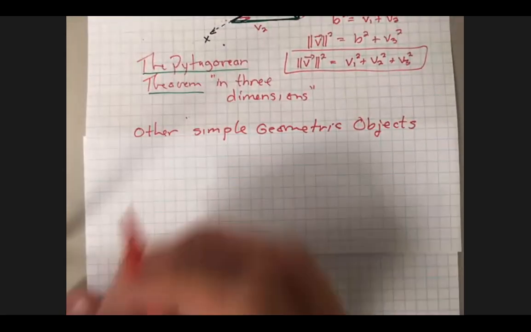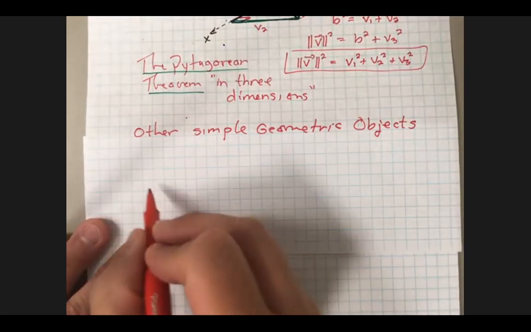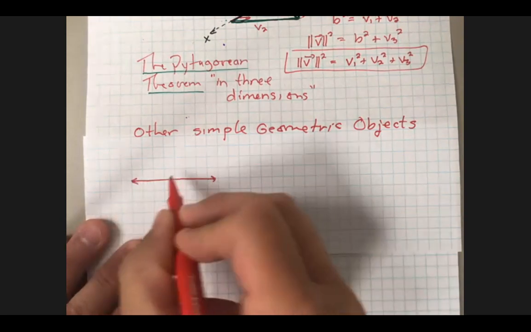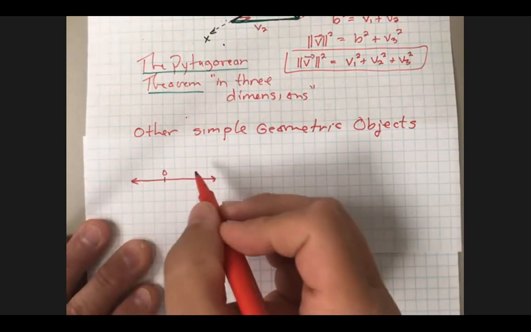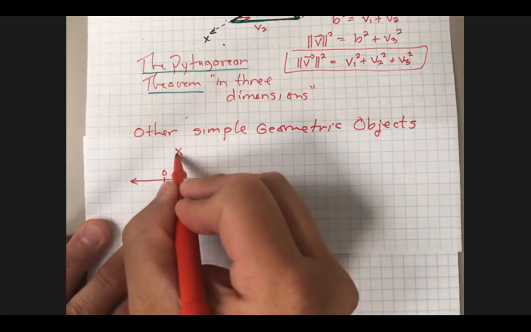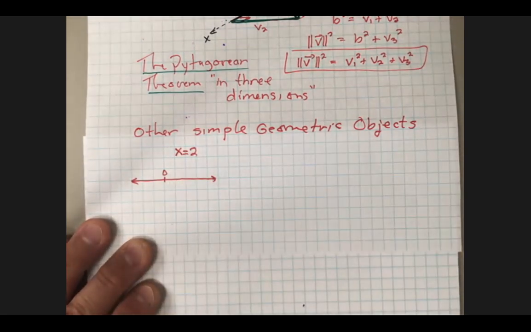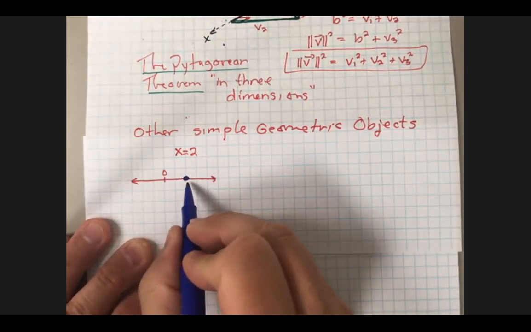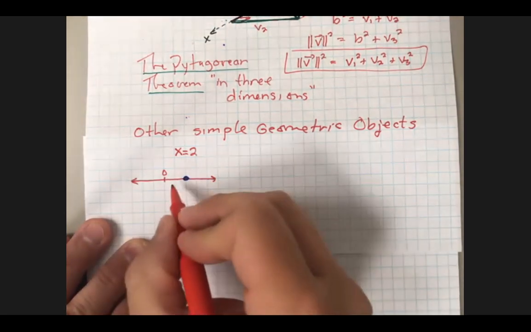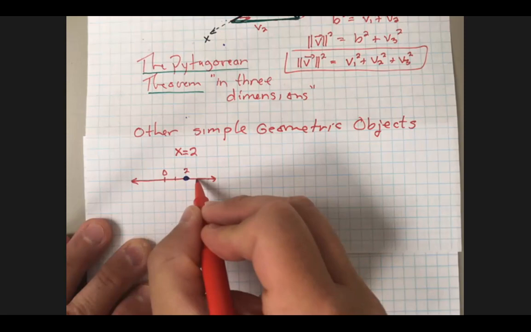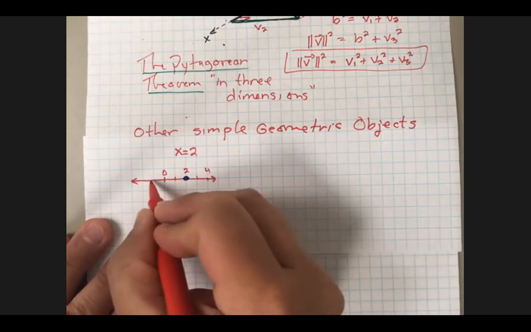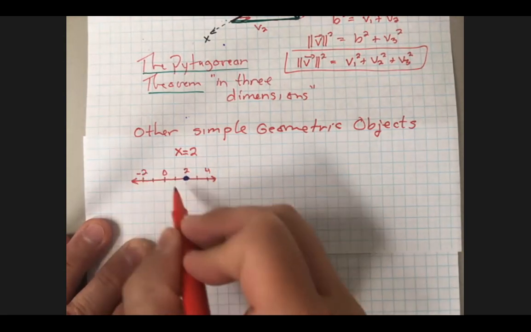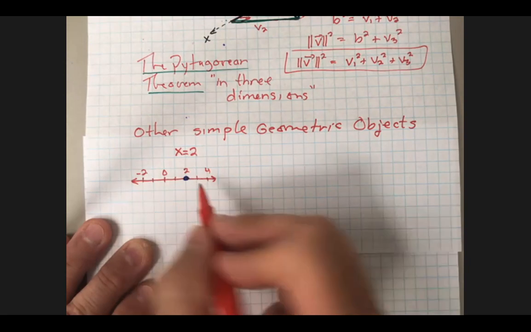Let me give you a really simple example. So when I say to you in one dimension, here's a number line, and I say to you, x equals 2. In the context of one dimension, you know what I mean. I mean that dot on the number line at the point that's labeled 2. You could say that dot that is 2 units to the right of the origin, or that dot that is 2 units to the right of 0.